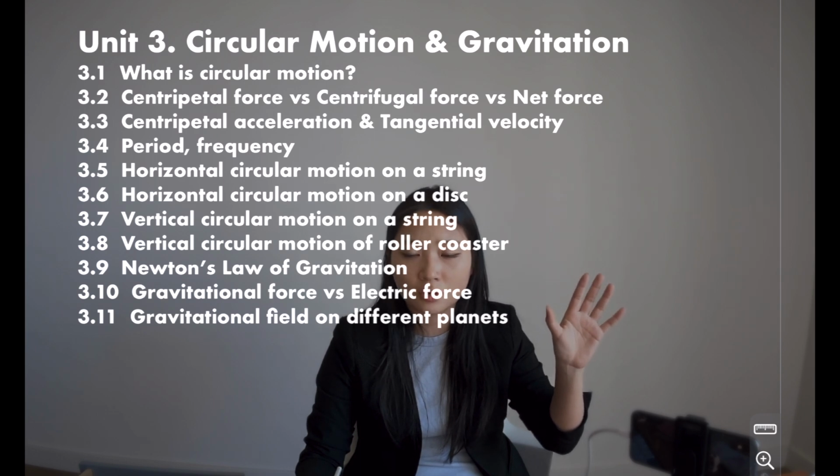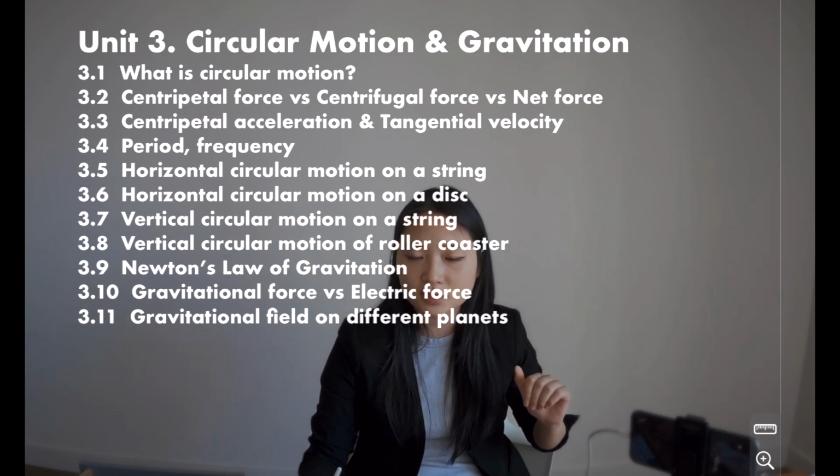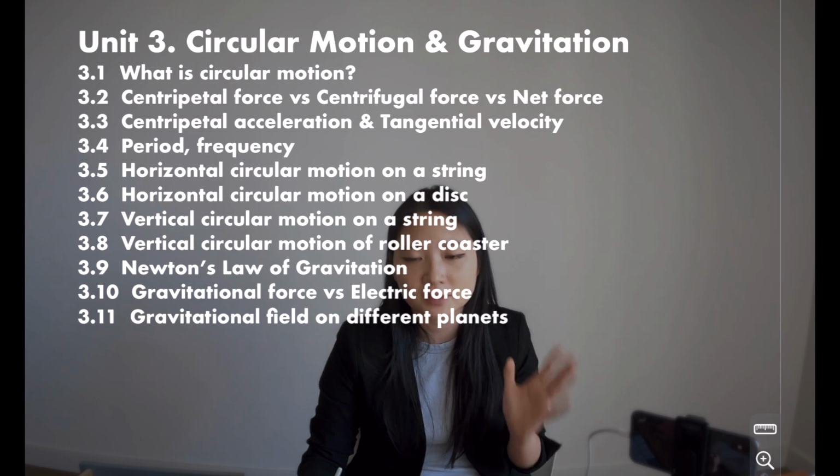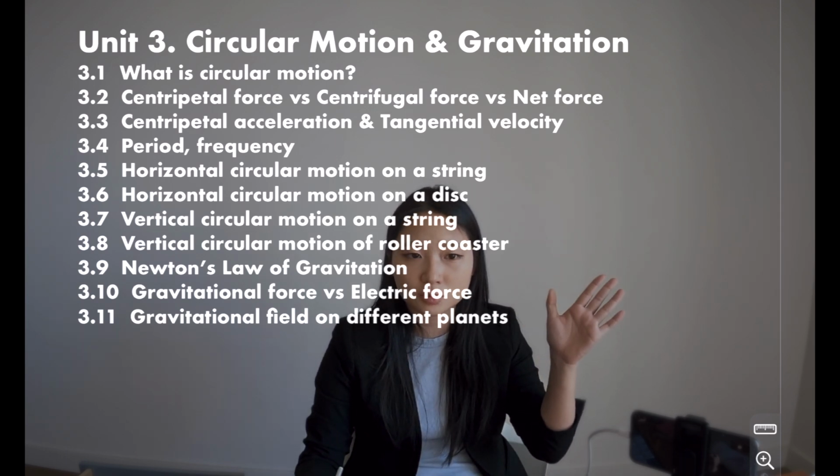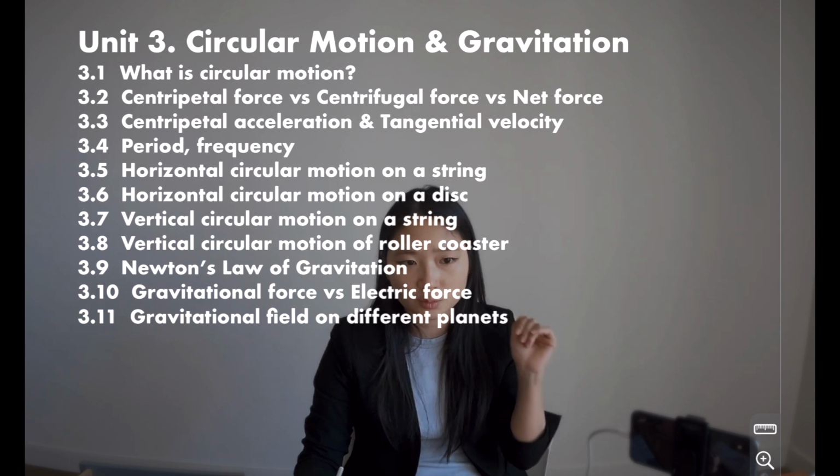Then I'm going to cover the typical types of problems that you will see in AP Physics 1 related to circular motion, which are horizontal circular motion problems and vertical circular motion problems.